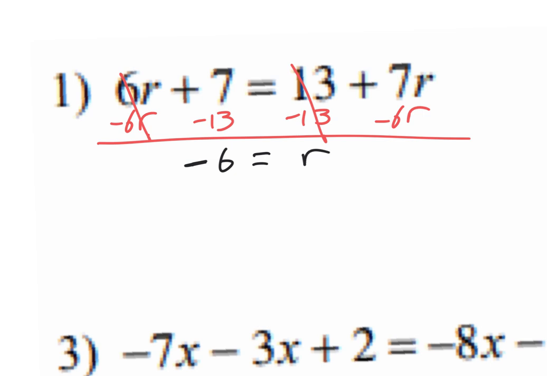And you don't need to put the 1 there, right? And boom, I'm done. R equals negative 6. All there is to it. So that's how I like to do it. You don't have to do it that way.